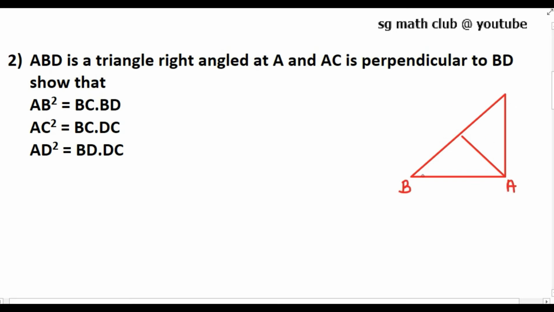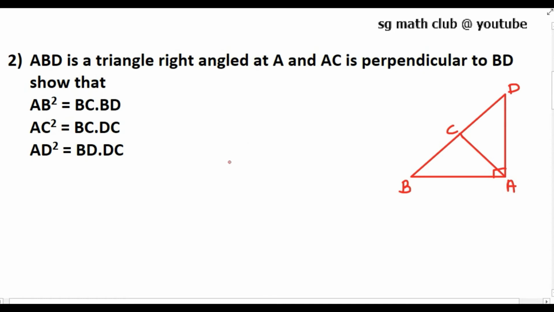Now the next one. ABD is a triangle and is right angled at A. AC is perpendicular to BD. We need to show all these things. The same way we will prove. First we will take AB square equal to BC into BD. I want BC and BD separately.